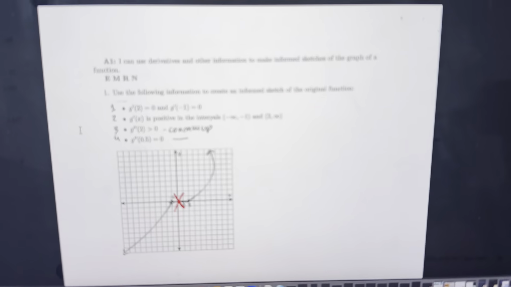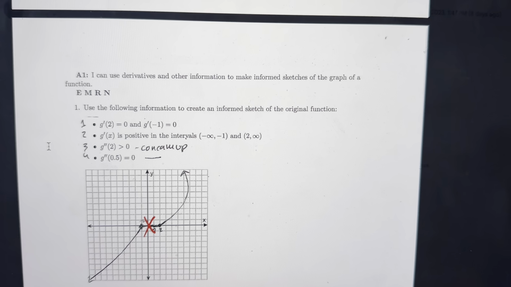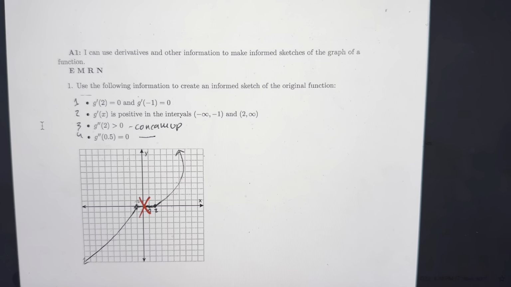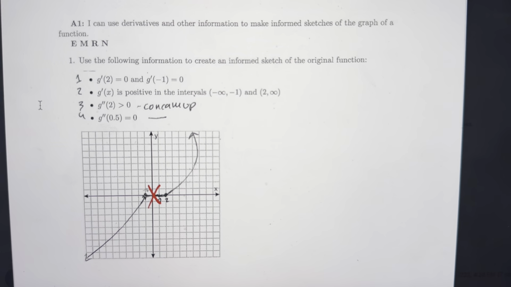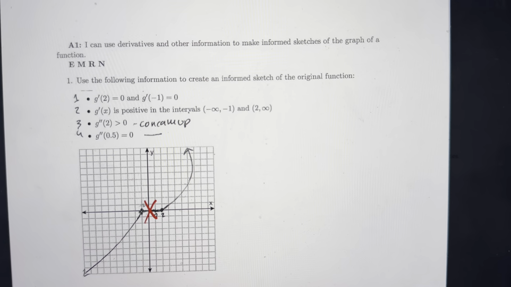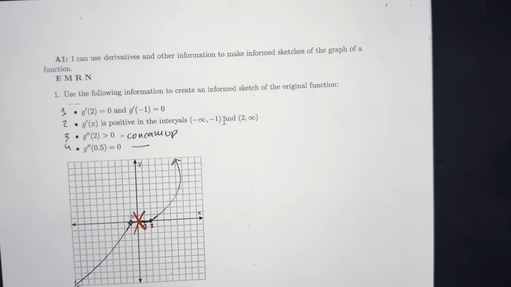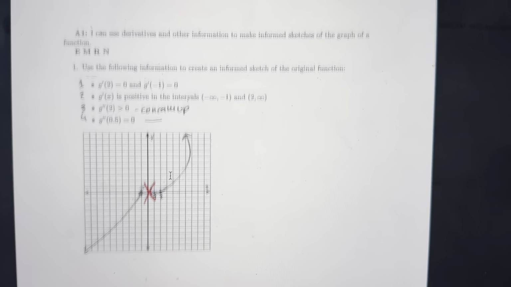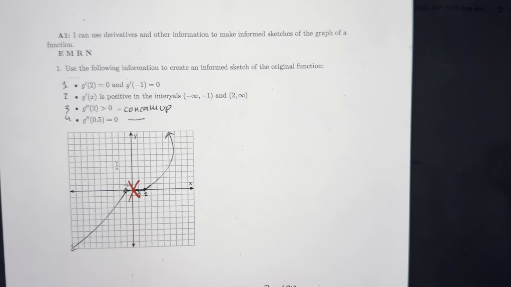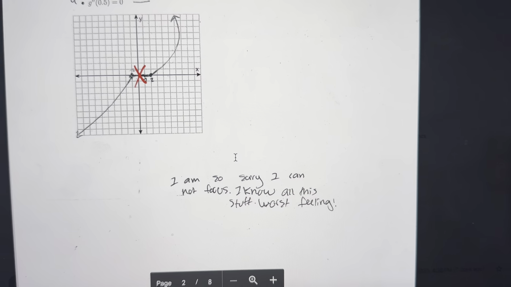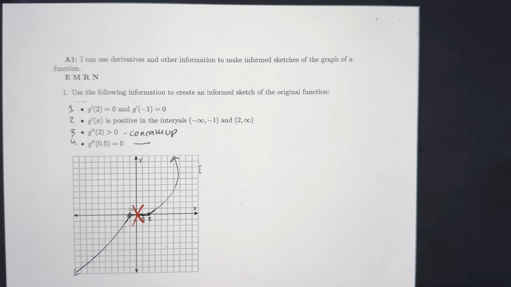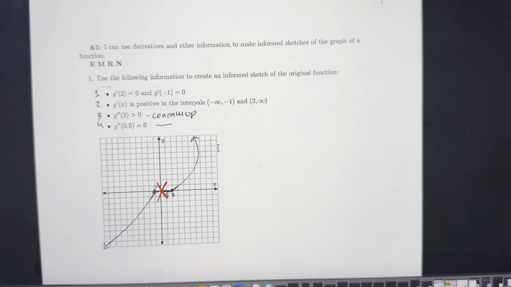This video is concerning learning objective A1, which states I can use derivatives and other information to make informed sketches of the graph of a function. What I should have done is taken all these clauses and labeled what they all meant. I did this one, and that's about it. I should have let that inform my graph, but hence this embarrassing note. I did not do that. I was in shambles during the test. So let's get into the video correction.